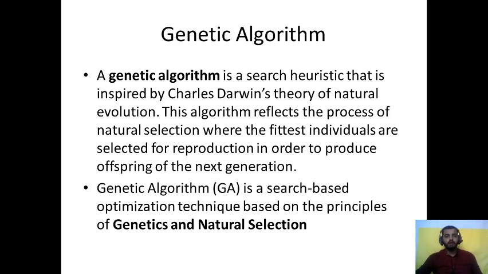Now, moving forward, as the definition says, a genetic algorithm is a search heuristic that is inspired by Charles Darwin's theory of natural evolution. This algorithm reflects the process of natural selection, where the fittest individuals are selected for reproduction in order to produce offspring of the next generation. Now, what do you mean by this?